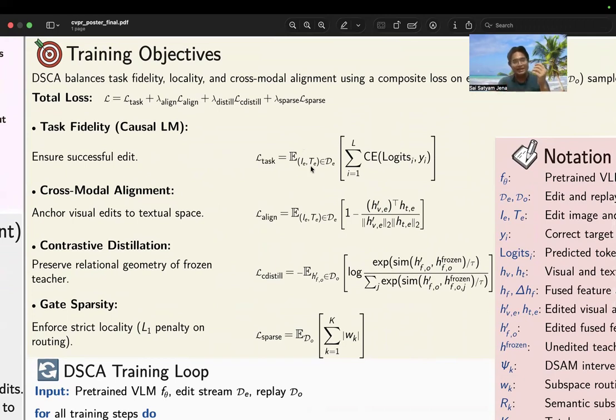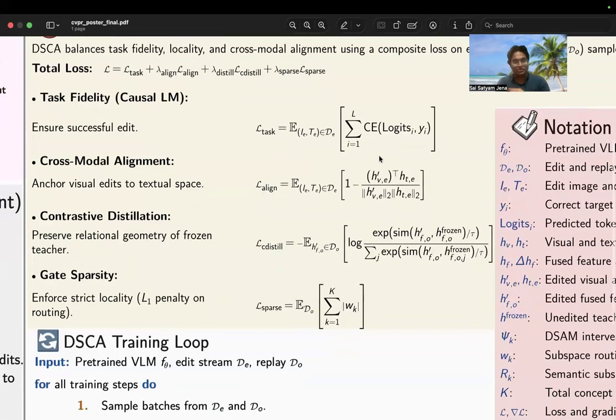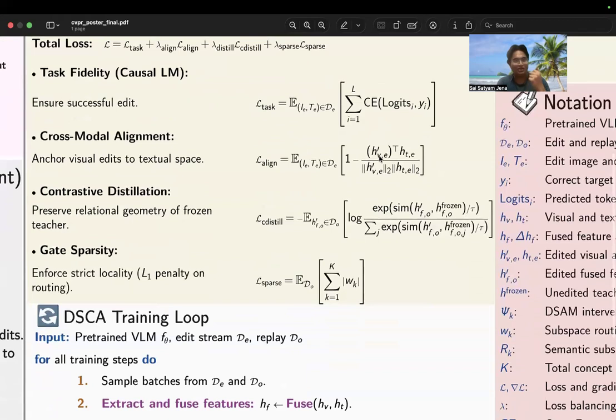If IE, TE are the edit samples, where TE is the text of the edit sample and IE is the image of the edit sample, then finally, whatever logits the model is producing should be similar to what we expect the model to say as the output in our dataset, in our edit database. So this is a standard cross entropy causal language modeling loss.